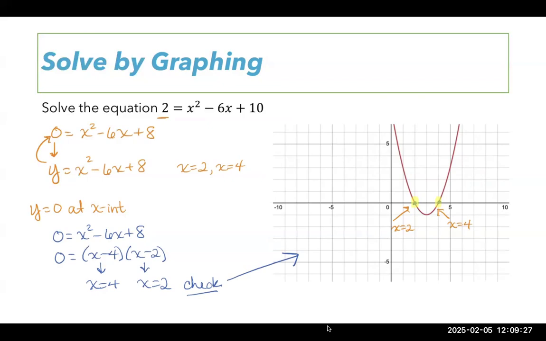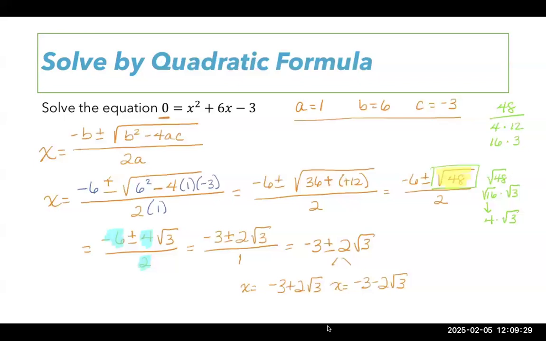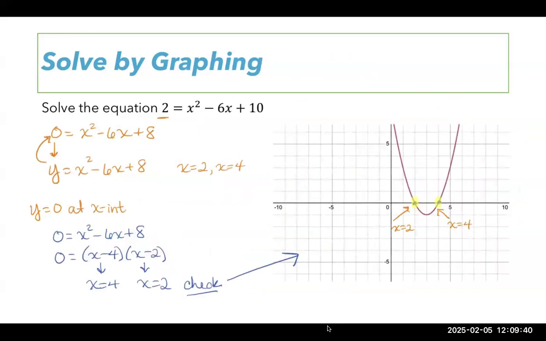Even on problems like this one, where I get kind of strange answers, if I change those into decimals, I can still then tell on my graph whether those decimals look about right, whether the x-intercepts are in a place that corresponds with those decimals. So graphing may not be your first choice in actually solving your equation, but it is a great way to check the solutions to your equation.